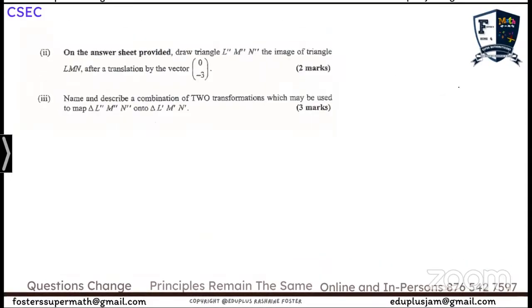Next, on the answer sheet provided, draw a triangle that is the image of LMN after a translation by the vector (0, -3).